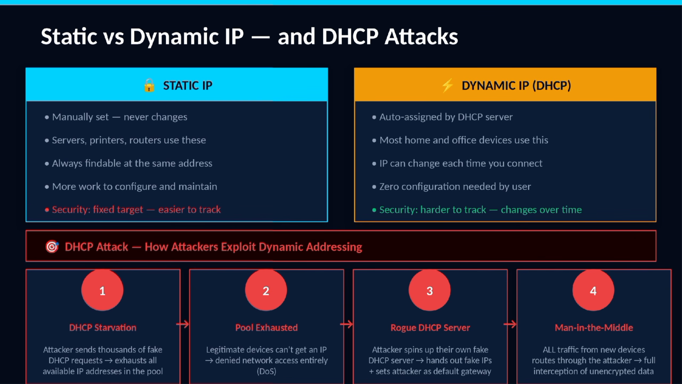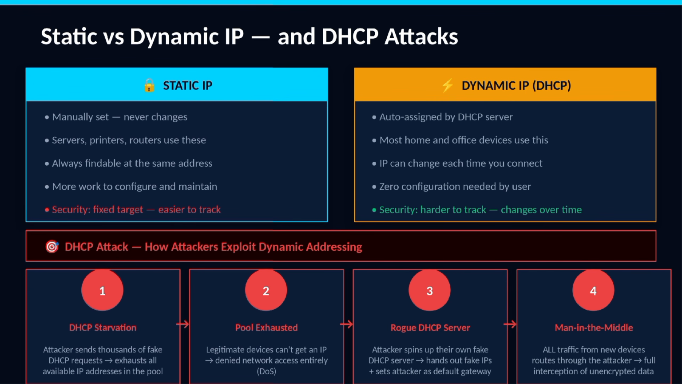A dynamic IP address is assigned automatically by something called a DHCP server, Dynamic Host Configuration Protocol. These IPs can change over time. Most home devices use dynamic IPs. Even your ISP may change your public IP occasionally.